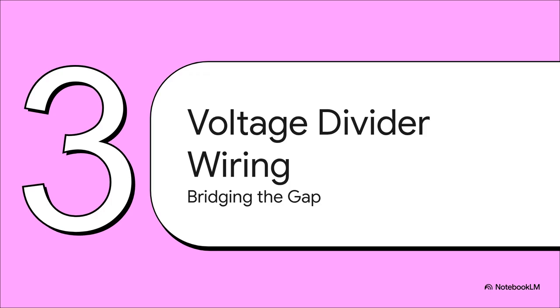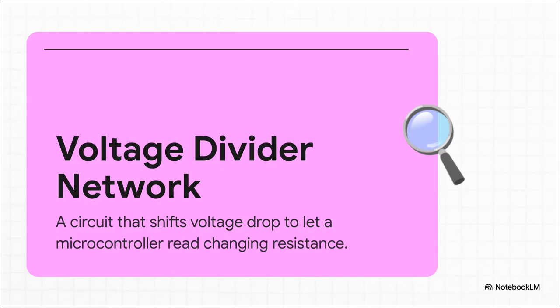Moving right along to Section 3, wiring the voltage divider. So we have a sensor that changes its physical resistance. Great, but here's the catch. A microcontroller like an Arduino can't read raw resistance directly. It needs a translator. Enter the voltage divider network.